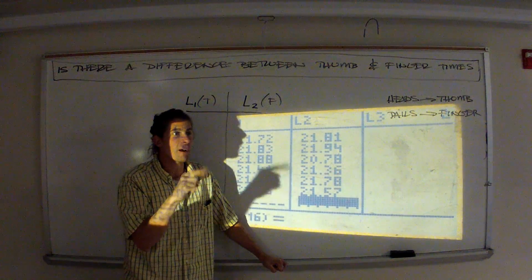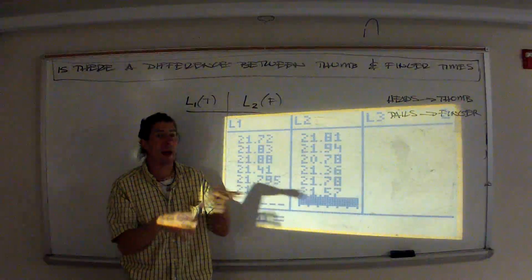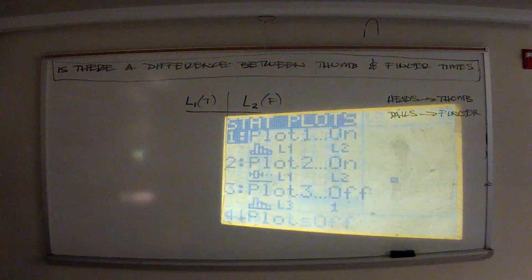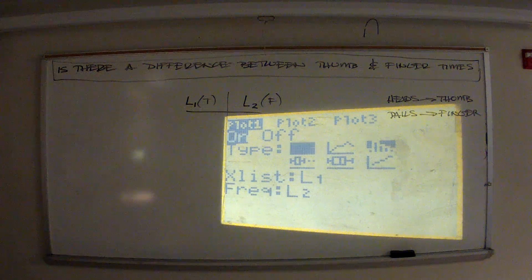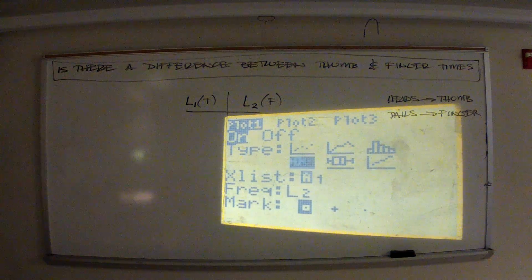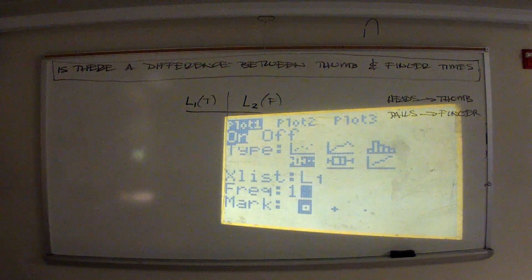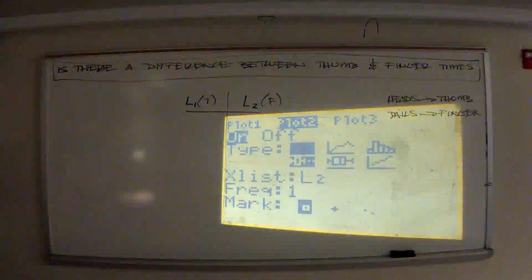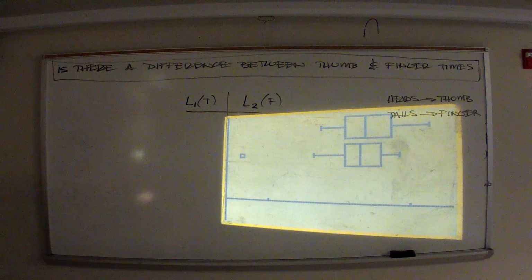Why? If I run the two box plots, right? Actually, you know what? I'll do it. You don't do it in yours. I'll do it in mine, just to show you why I don't want to do it overall. So take this one and modify it here. L1 frequency of 1, and here's L2 with a frequency of 1, modified box plot. Okay, zoom 9. There they are.